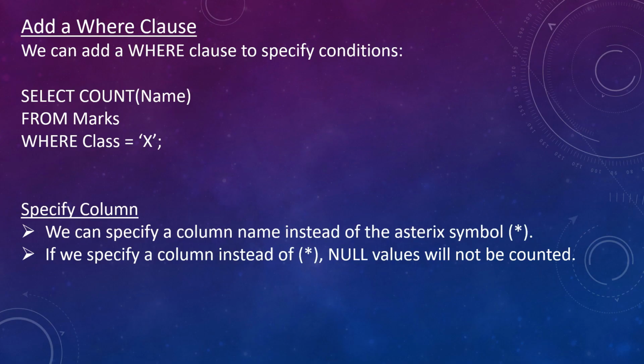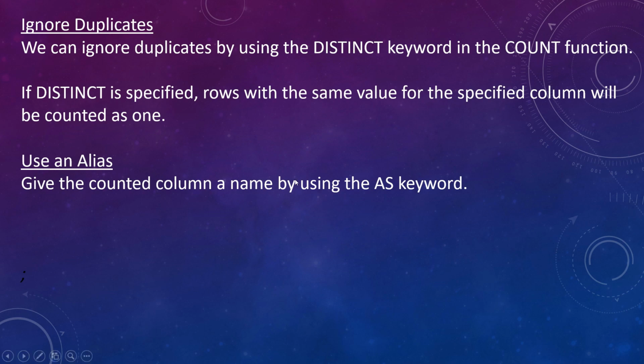This is another use case which is very important to note, because these basic points are very helpful when we are analyzing big data. We can ignore duplicates as well by using the distinct keyword in the count function. If distinct is specified, rows with the same value for the specified column will be counted as 1. So let's see.